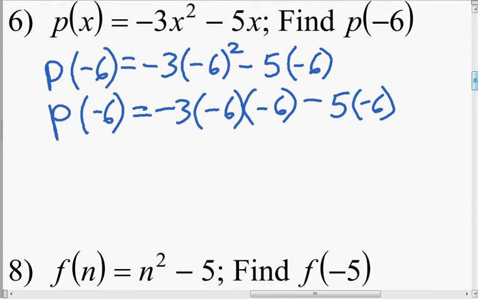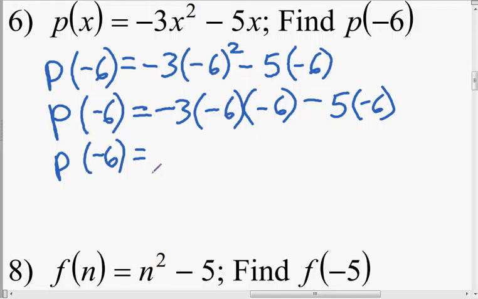PEMDAS tells me, well, first of all, I've done my exponents. I've changed my exponent into multiplication, so I've done my exponent first. Now I do my multiplication. Parentheses next to each other mean multiply. The 3 next to the negative 6 means multiply. So I'll do negative 6 times negative 6. Negative times negative does give me a positive. So I have 36 times negative 3.